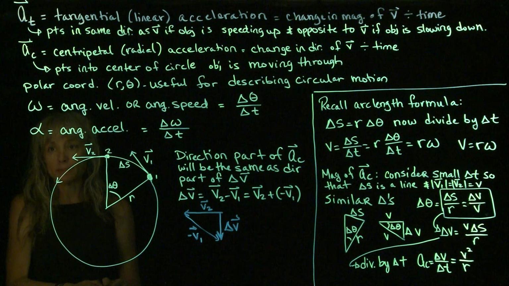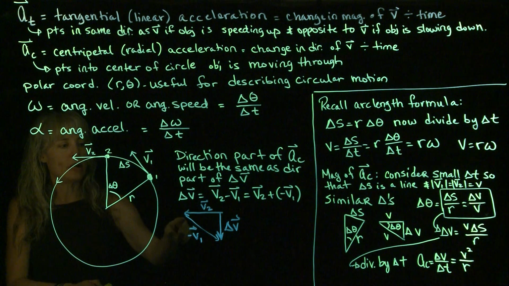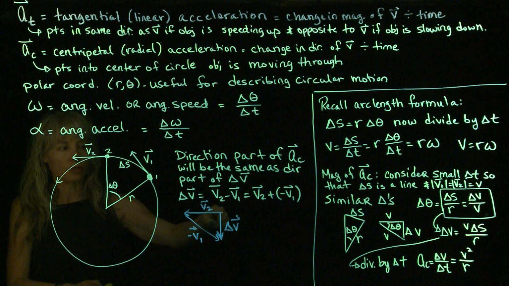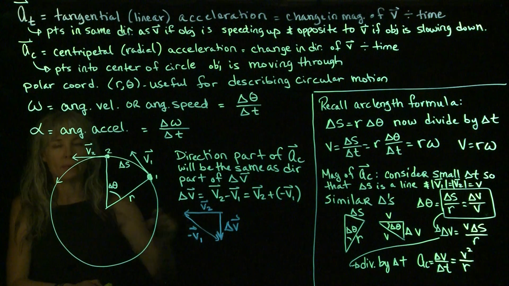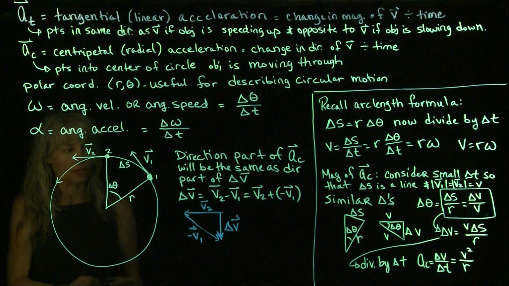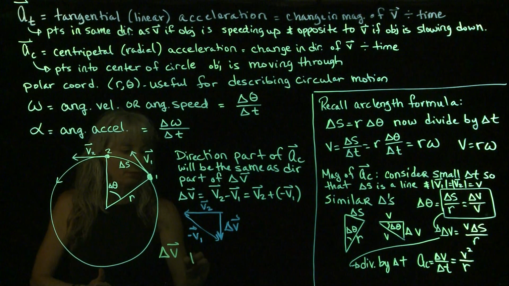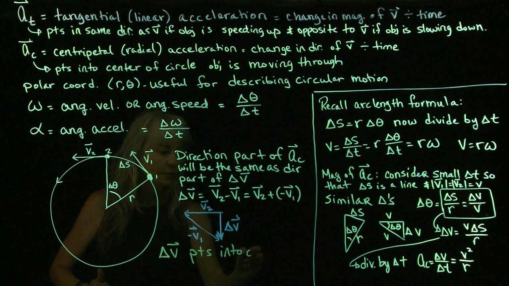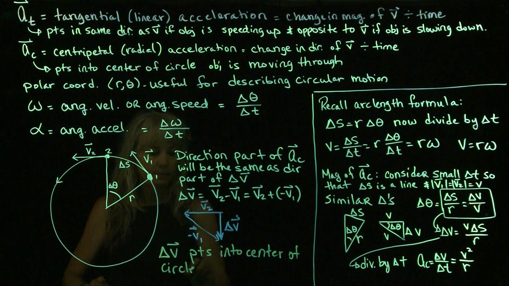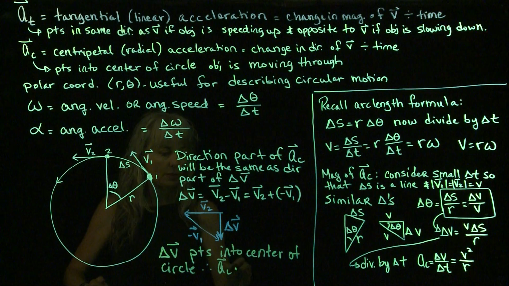And now I'm going to use the tip-to-tail method that we learned a few videos ago. So here's V2, and now I'm connecting a minus V1 to the tip of V2. The resultant vector is going to have a tail at the tail of the first vector and a tip at the tip of the second vector. So you can see delta v does indeed point into the center of the circle. So delta v points into the center of the circle, therefore a_c points into the center.